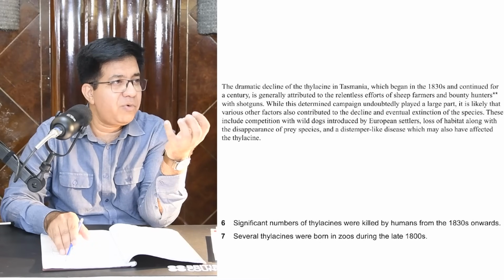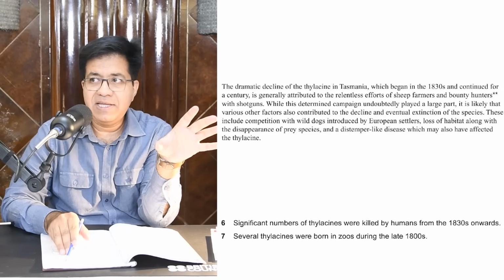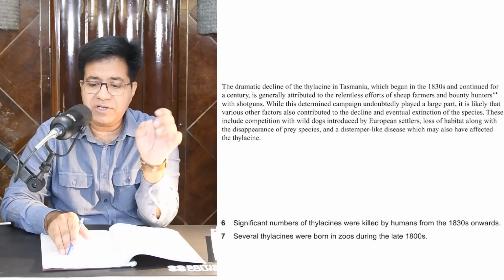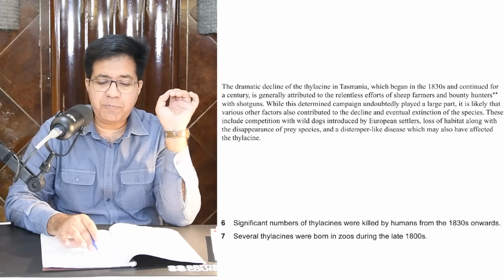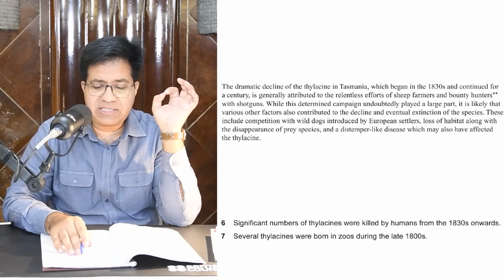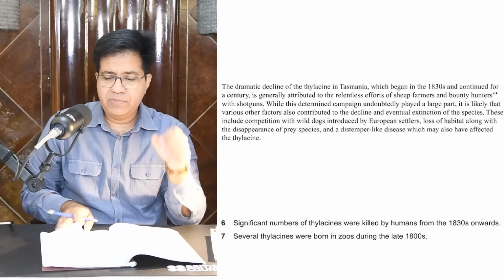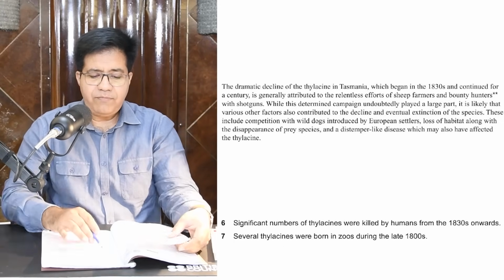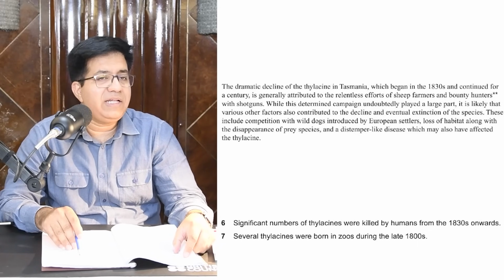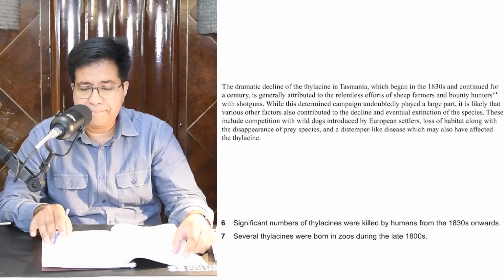Okay, for example, if somebody kills someone for money, there is some money on someone's head, and the person kills that person, he is a bounty killer. So bounty hunter and bounty killer. Now what should be the answer? Answer is true. They said relentless efforts of sheep farmers and bounty hunters with shotgun. So significant numbers of thylacine were killed by human, and these human were bounty hunters and sheep farmers. They killed them.